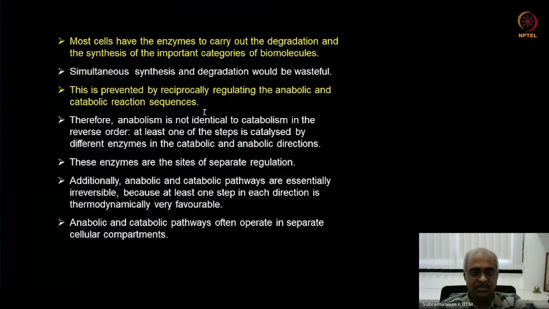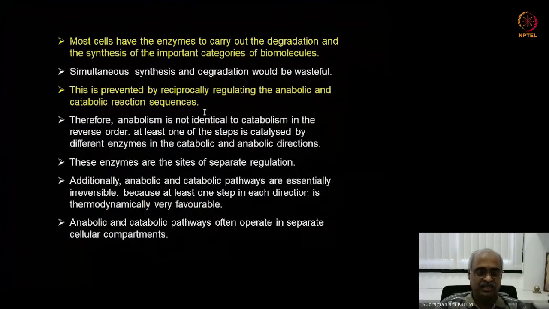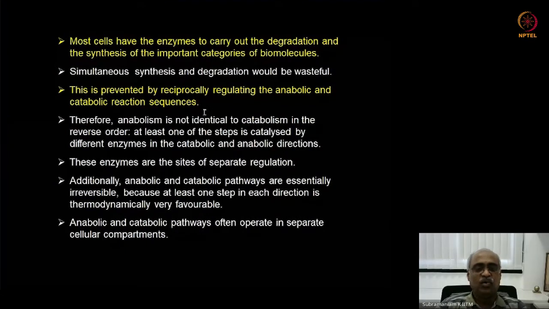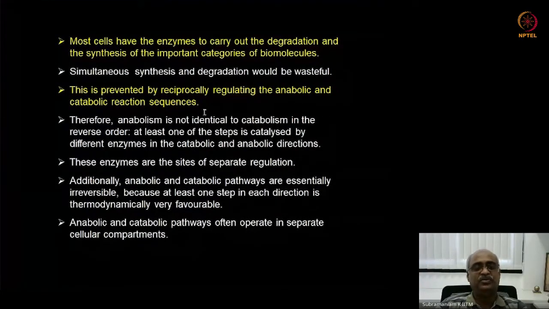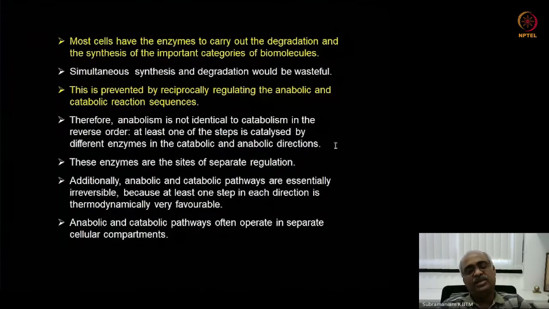So in other words, anabolism and catabolism are not exactly the perfect reverse sequence of each other. Okay, if there are 10 steps involved in the biosynthesis of one molecule, it doesn't mean the exact same 10 steps in the reverse direction are the breakdown of that molecule. One or two steps will be different, and therefore the net sequence is going to be reciprocally regulated. So they are not identical in the reverse order, and such steps that are unique to anabolism or unique to catabolism are usually subject to regulation. Okay, so that is where the enzyme regulations that we have learned come into the picture.